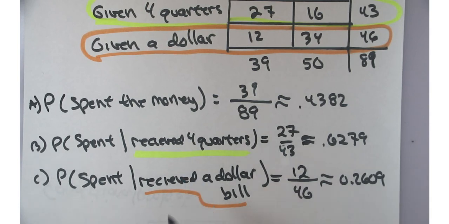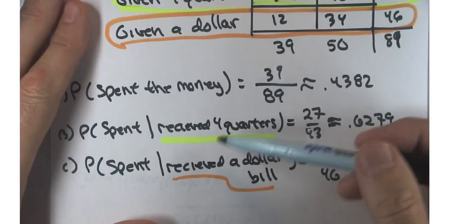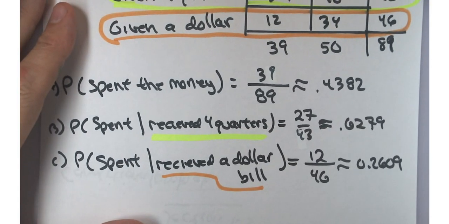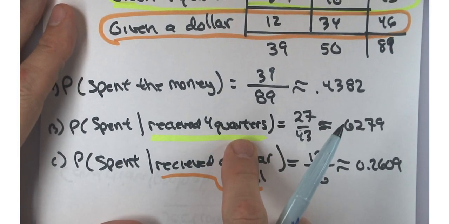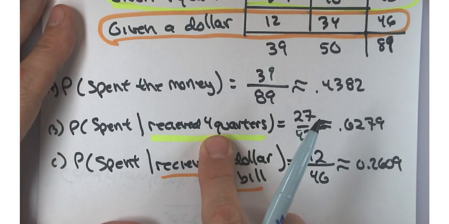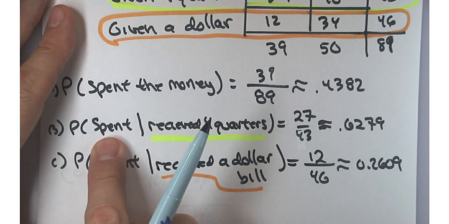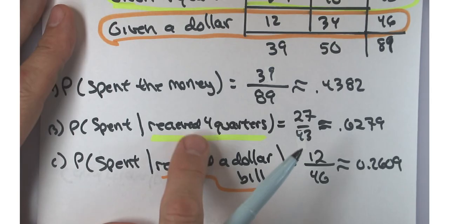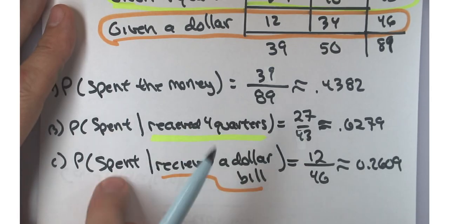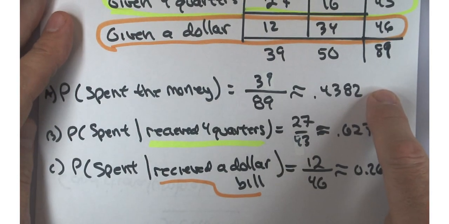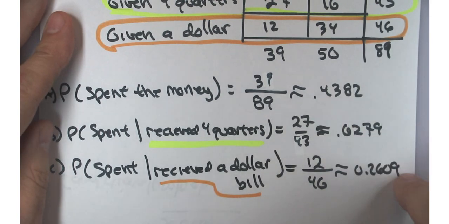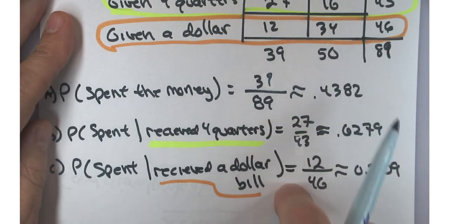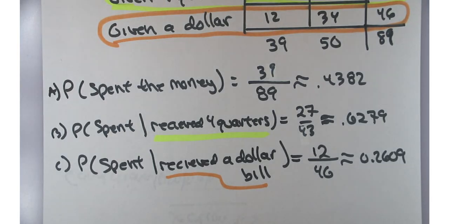Well, if they're independent, then the outcome of one shouldn't affect the probability of the outcome of the other, right? So if they're independent, the fact that you receive 4 quarters shouldn't affect the probability that you spent the money, right? Is that what happened? Did the denomination that you get affect your probability of spending the money? Yeah. Absolutely. Overall, there was about a 44% rate of spending your money, but that rate changed dramatically depending on if you got 4 quarters or not. So these events are not independent because the outcome of one changes the probability of the other one.